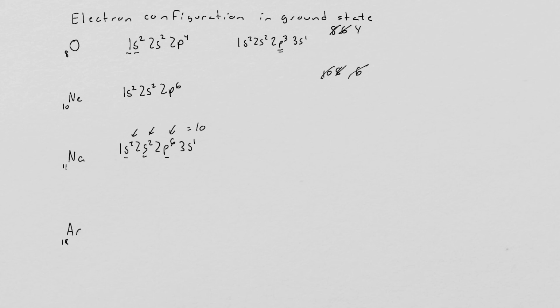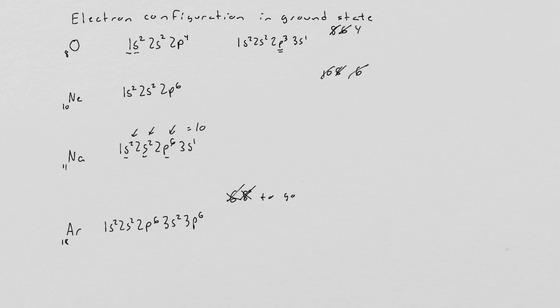Let's do the last one, argon. Now, argon starts out the same exact way. So I'm just going to redo it again. Boom, that's the first 10. We have 8 to go. Right? Next thing we do, 3s. How much can the 3s hold? 2 electrons, 3s2. Okay, we got 6 to go. Where are we going to put them? In the 3p. How many electrons can a p sublevel hold? 6. Boom, we're done. That's the electron configuration of argon.